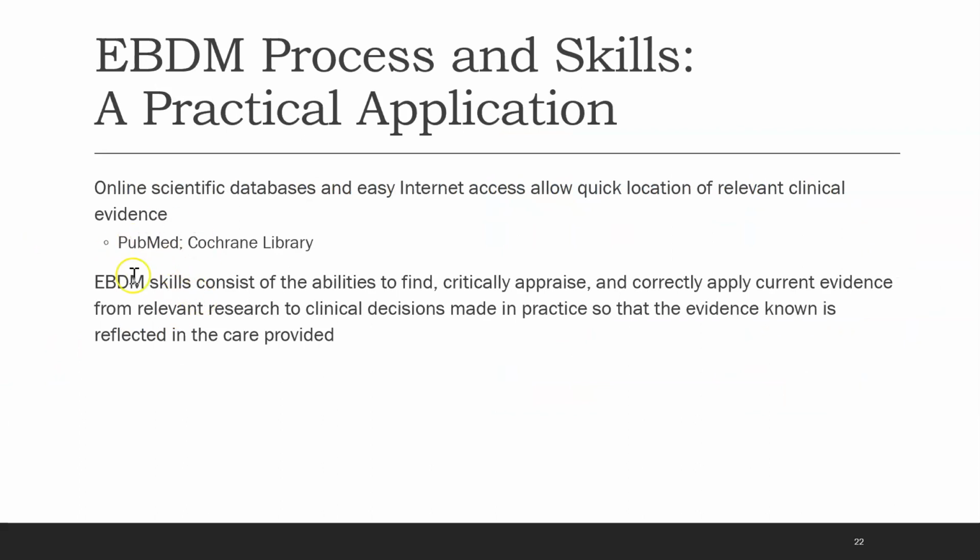So great places to find articles are PubMed, Cochrane. So you want to find scientific databases. In your school, you may have access to the library's scientific databases, such as PubMed, Cochrane, Google Scholar, EBSCO, that sort of thing.